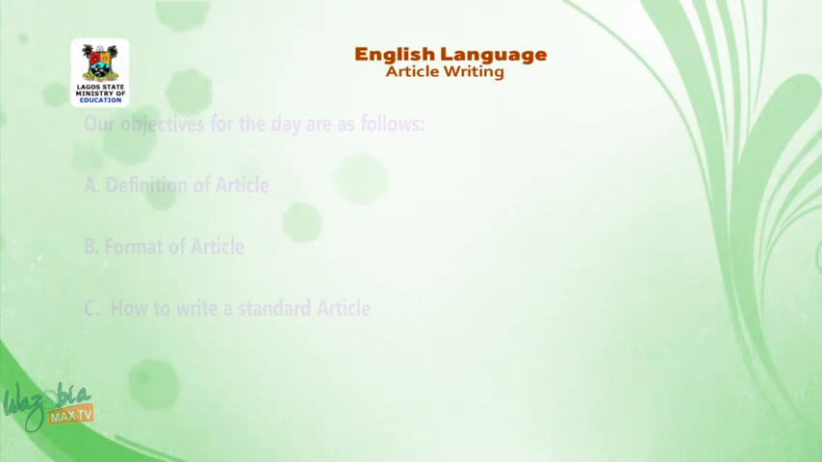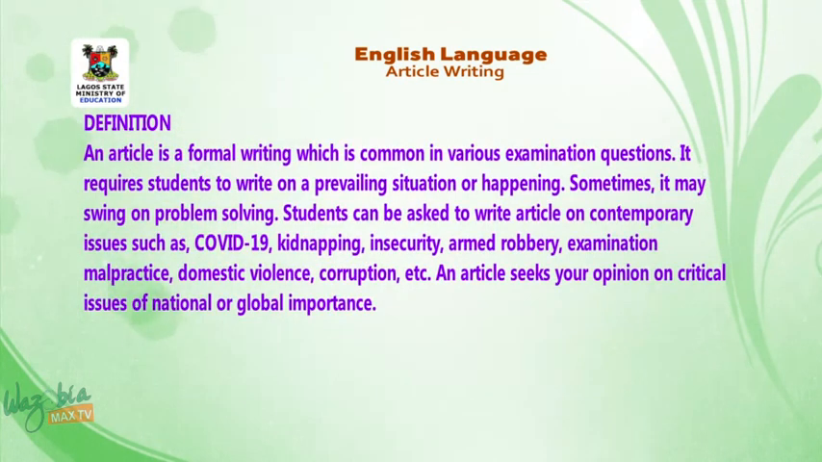Definition. An article is a formal writing which is common in various examination questions. It requires students to write on a prevailing situation or happening. Sometimes, it may swing on problem solving. Students can be asked to write articles on contemporary issues such as COVID-19, kidnapping, insecurity, armed robbery, examination malpractice, domestic violence, corruption, and so on. Note that an article seeks your opinion on critical issues of national or global importance.